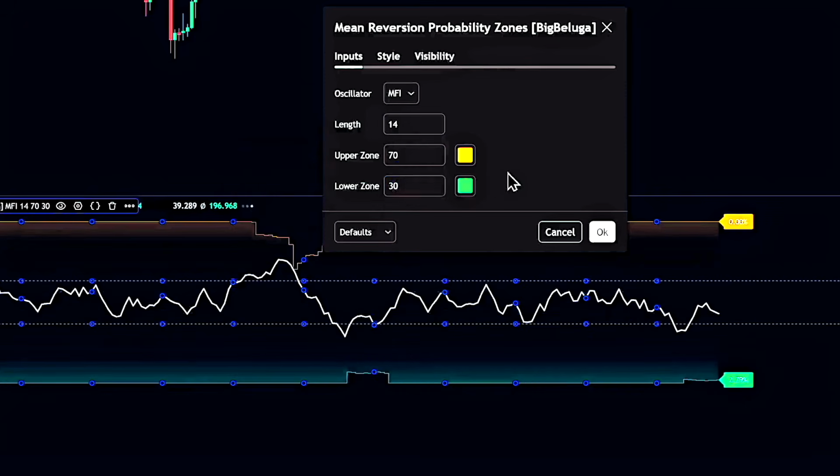Tighter thresholds will trigger more often. Wider thresholds will trigger less frequently, but the signals are usually stronger when they do.